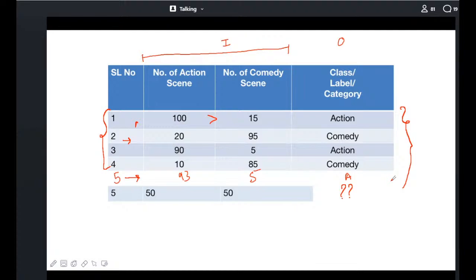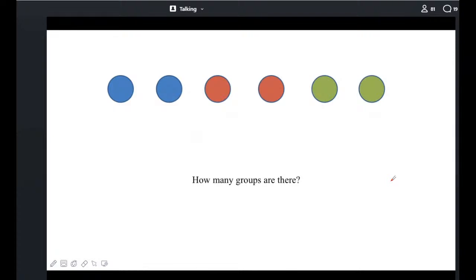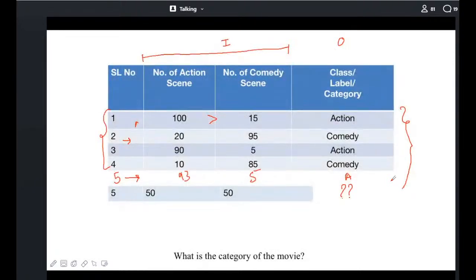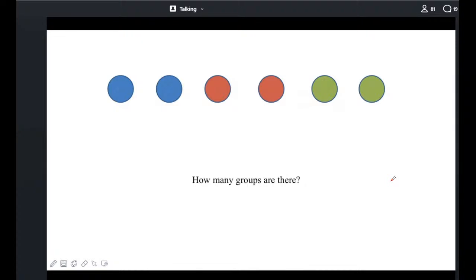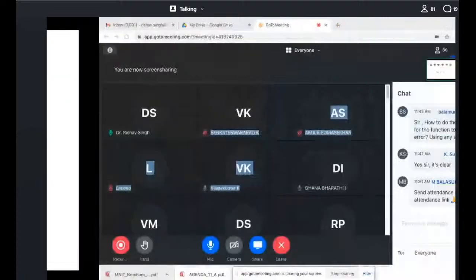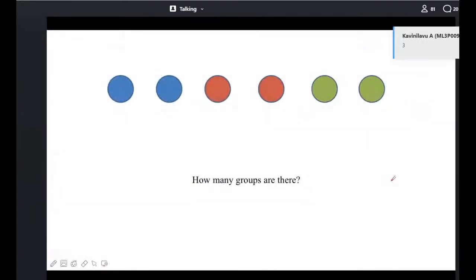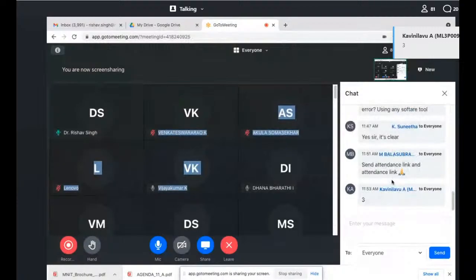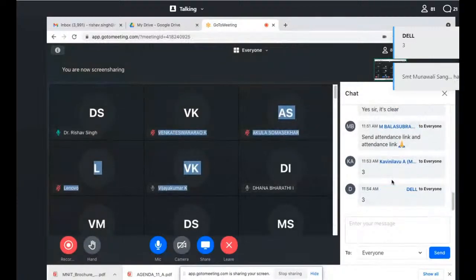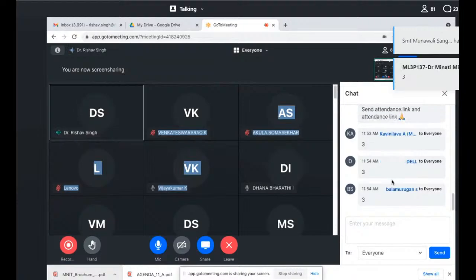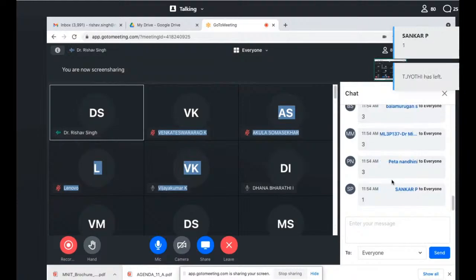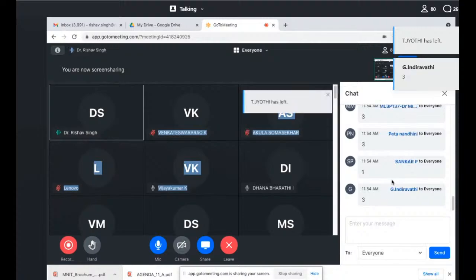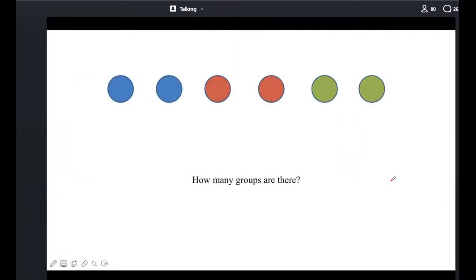So what we can do is plot this, and we need to find out the category of the movie. I'll come back to this question again. But before that, I want all of you to answer this one. How many groups do you see over here? Please answer on the chat box. 3. Okay, I get one answer as 3. What about others? 3. Okay, 1.